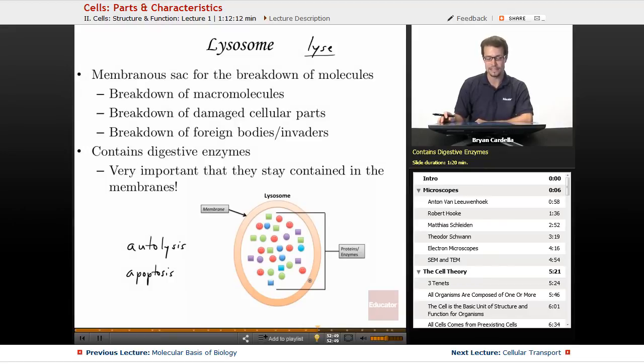So how does this relate to the city? A lysosome would be a waste disposal area, garbage dump, whatever you want to call it, recycling plant. There's a lot of terms you could give to this related to how a city works.